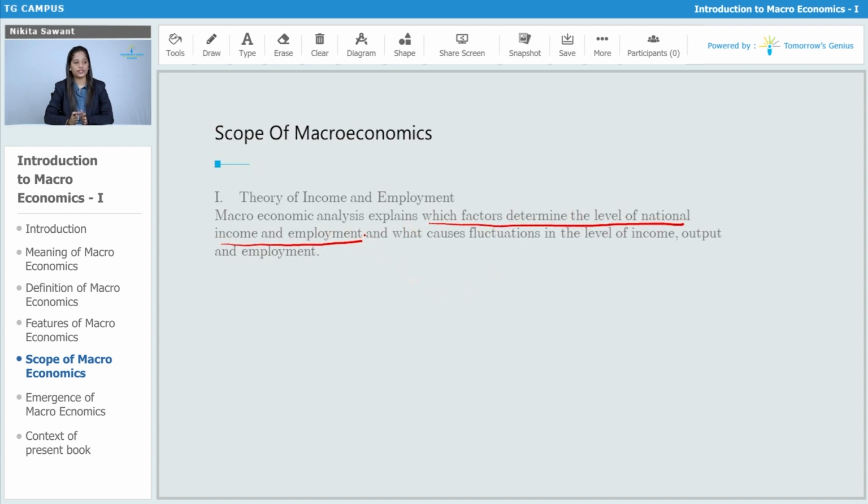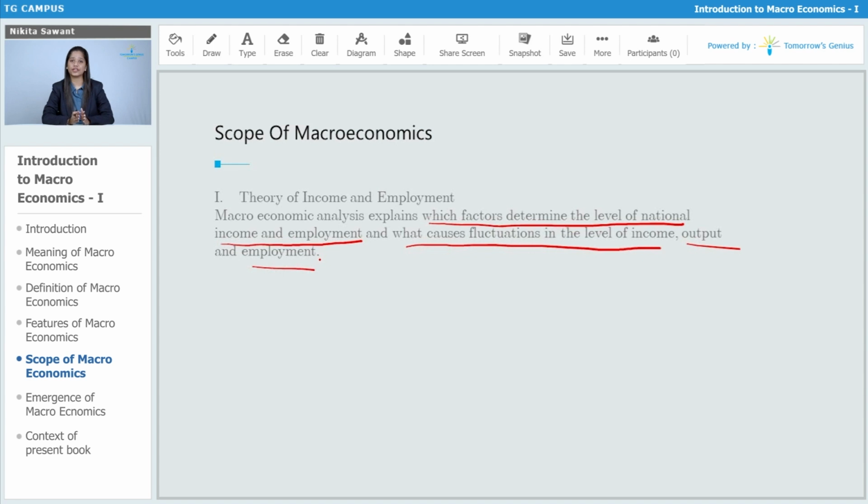So in this particular theory, we will study what factors determine the level of national income in the country and also what determines the employment in the country. Also, what causes fluctuation in the level of income, output and employment. There are a few factors due to which there is a fluctuation in the level of income of the country, that means the income increases or decreases. The output, that means the total production of goods and services in the country, and employment. So how many people are employed, how many people are unemployed, and the types of different unemployment.